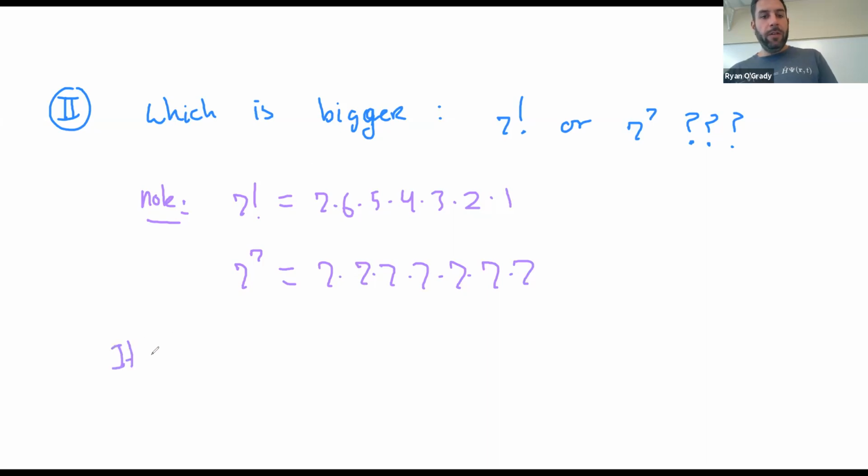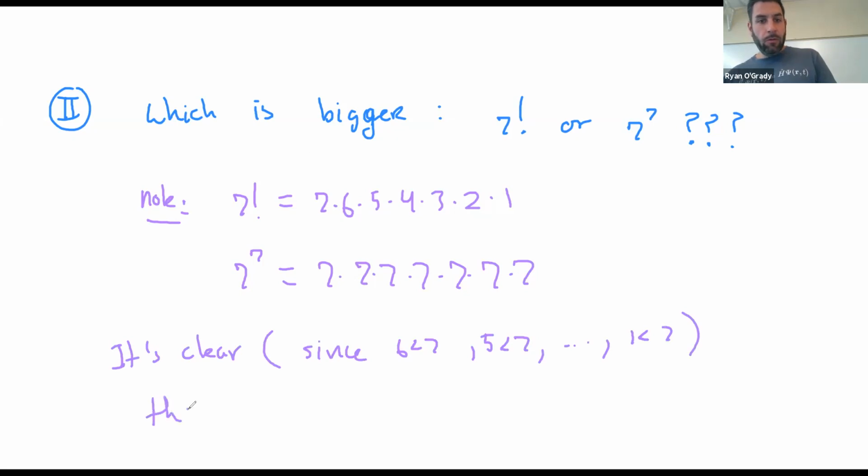So it's clear then, and let me tell you why it's clear. Since 6 is less than 7, 5 is less than 7, and so on down to 1 is less than 7, it's clear that 7 factorial must be less than 7 to the power 7.